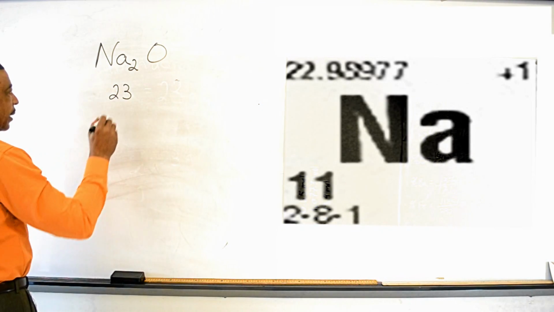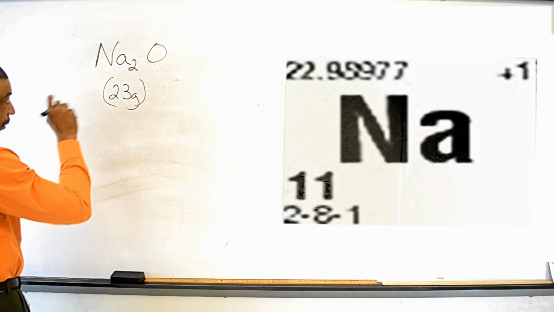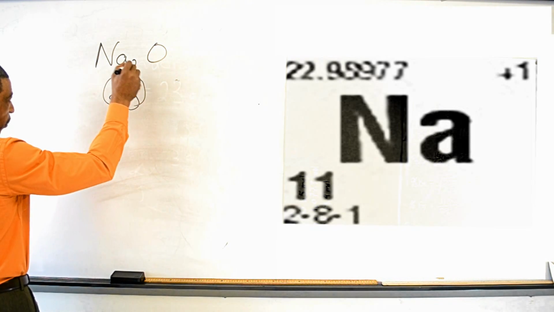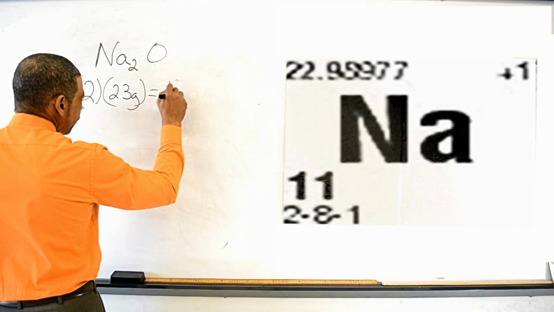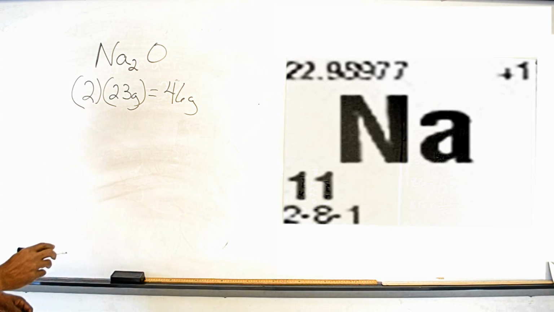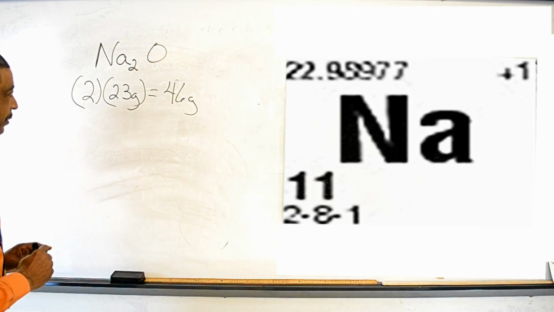Now, in the molecule, there are two sodiums. The two applies to the Na only. So we multiply 23 times 2 for a total of 46 grams. So there are 46 grams of sodium in a mole of sodium oxide.